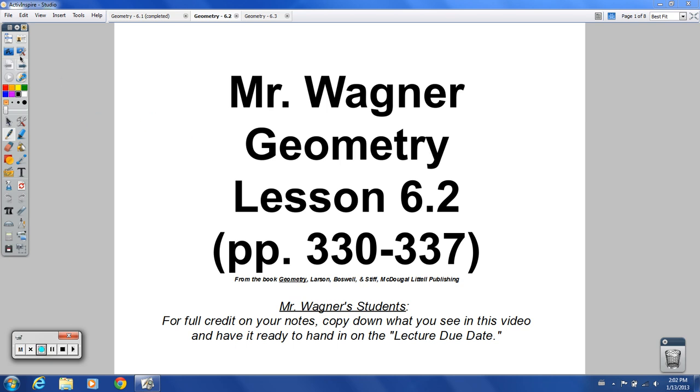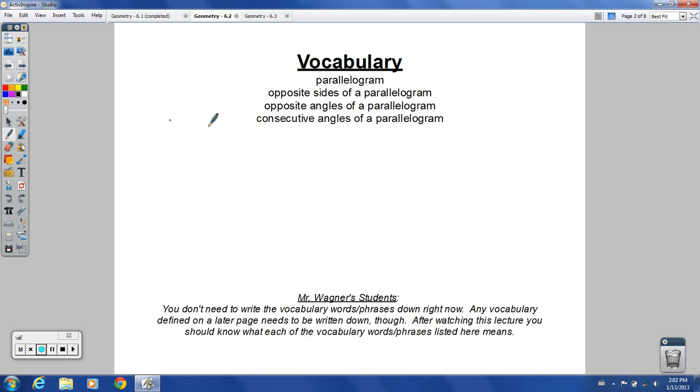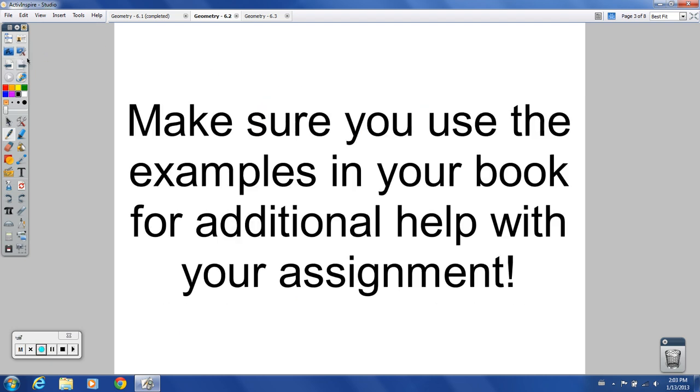Today we are talking about properties of a special type of quadrilateral that's called a parallelogram. So properties of parallelograms. First we'll have to decide what a parallelogram is, or determine what that is, and then we can talk about some different properties from there.